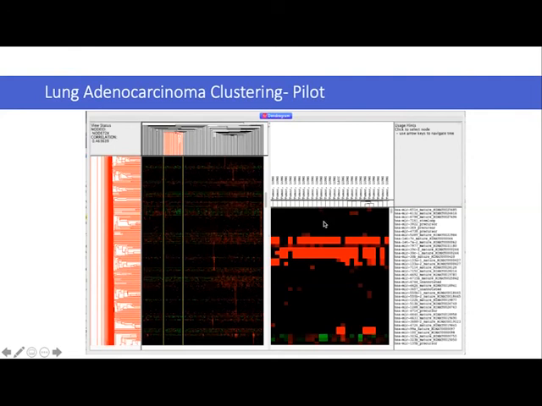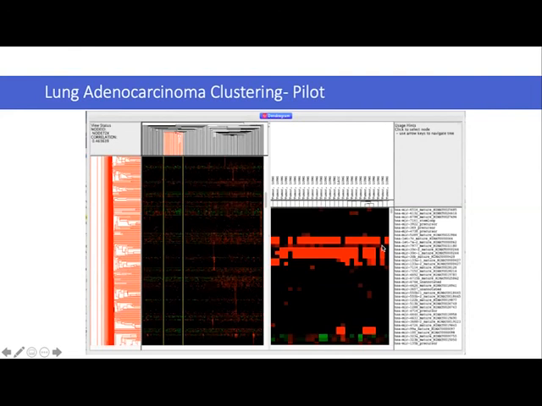In the zoomed in window here, you can see the corresponding microRNA species to each line, and these are the species here. At the top, you can see the annotation of each sample, and you can see that these are tumor lung samples, specifically adenocarcinomas. So the pilot data was mostly from a project for clinical trials on lung cancer treatment.